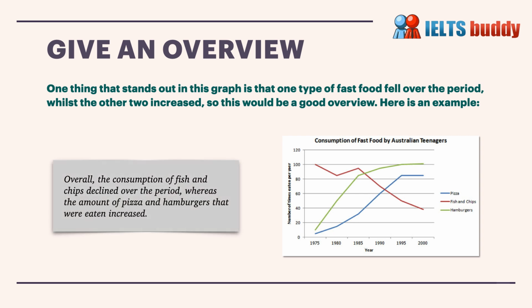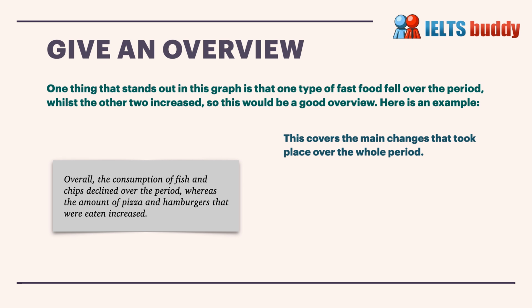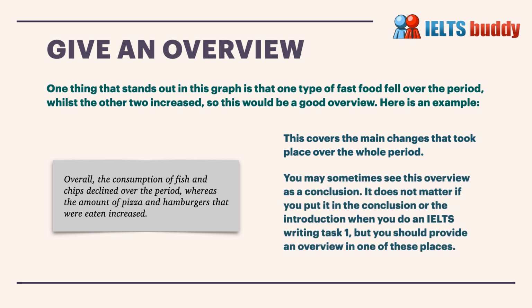So here's an example. Overall, the consumption of fish and chips declined over the period, whereas the amount of pizza and hamburgers that were eaten increased. So this covers the main changes that took place over the whole period. You may sometimes see this overview as a conclusion. It does not matter if you put this in the conclusion or the introduction when you do an IELTS Writing Task 1, but you should provide an overview in one of these places.